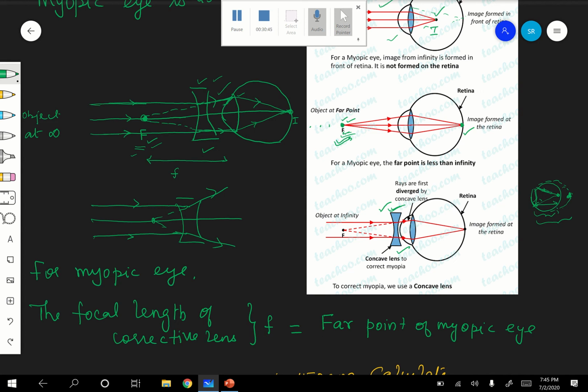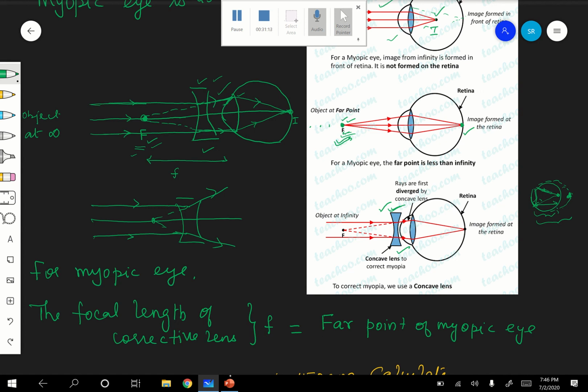When the eye is fully relaxed, what is the focal length of the eye lens? When the eye lens is in a relaxed condition, without any strain, the focal length decreases. Decrease in the focal length of the eye lens when the eye is fully relaxed. Is it clear, children? Hope you are following.